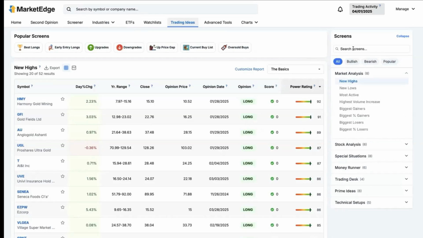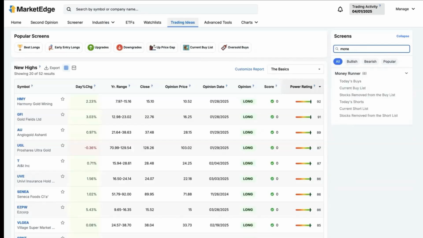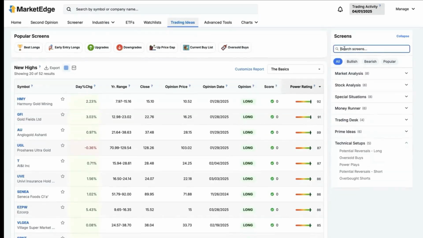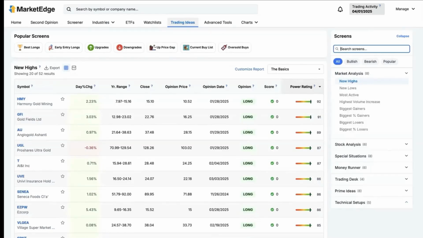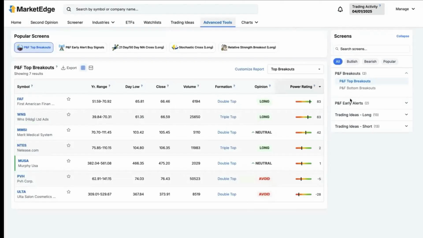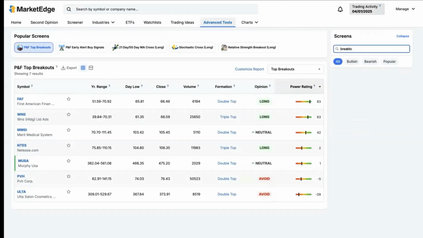The other thing you can do is you can search by the screen name. So if you like Money Runner, you search money. If you like today's buys or today's, etc. If you want to look at oversold, okay. So it's a way to basically just search through the plethora of screens that we have in trading ideas. Exact same thing in advanced tools. Does the same thing. Bullish, bearish, popular, all, search, breakouts. It'll show all of the screens with the term breakout in it.